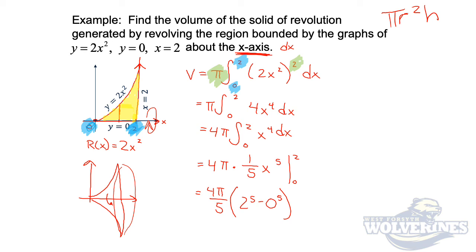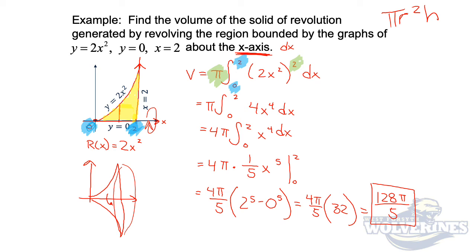Plug in the 2, plug in the 0. 2 to the 5th is 32 times 4 pi over 5. And our volume comes out to be 128 pi over 5. So like I said before, pi is always there, right? Because of that pi r squared h. It's in these, like, a bunch. Okay, so this one is pretty simple, right?